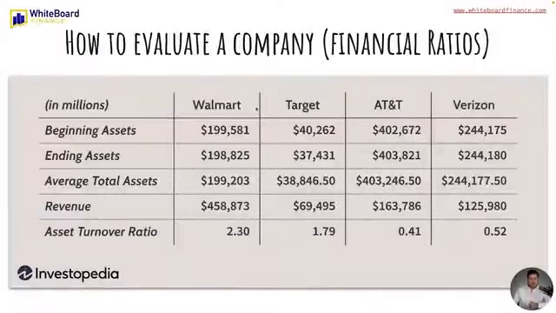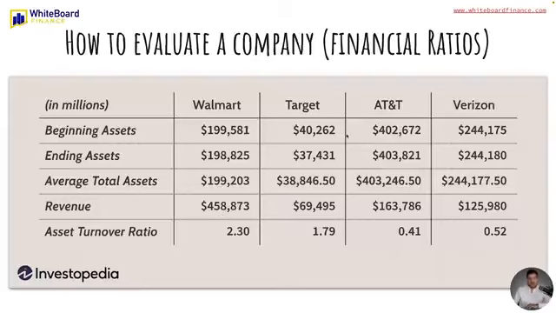So we can see here we have 4 companies. We have Walmart, Target, AT&T, and Verizon. We're going to see their beginning assets right here in the y-axis. You're going to see the ending assets right here in this column. Average total assets, revenue, and asset turnover ratio. So we're going to see Walmart, who has 199,581 in millions, so you have to add 6 zeros to this number, but let's just call it 199,000 for easy numbers, in beginning assets. Then they have 198 in ending assets with an average total number of assets of 199,203. With revenue of almost $500,000. Their asset turnover ratio is 2.3.